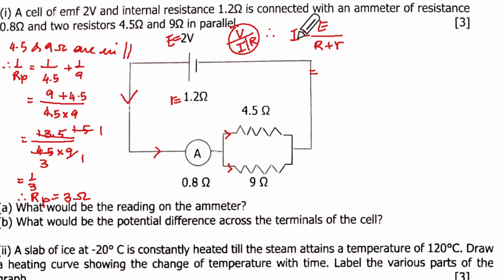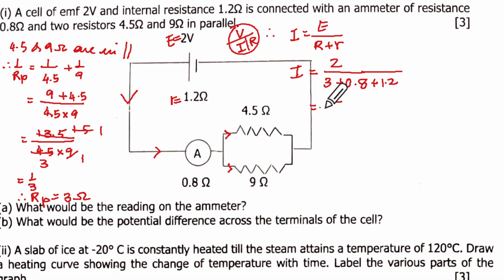Did you see how I write I? There are so many of you who write I like this. That I will look like 1 and you will make a mistake. If you don't make a mistake, the examiner will get confused. So please write I like this, and this will be 2 volt. Big R will be your Rp plus this. So Rp is 3 plus 0.8 plus internal resistance is 1.2.